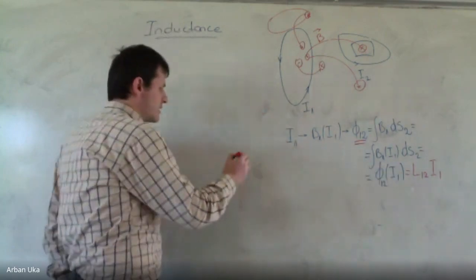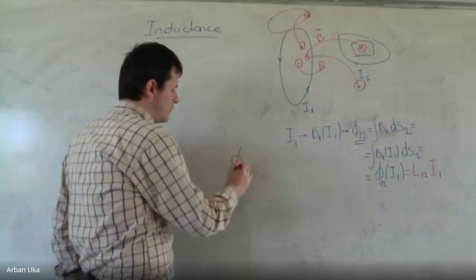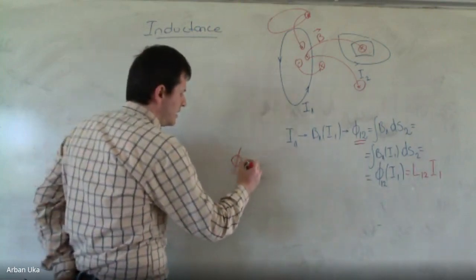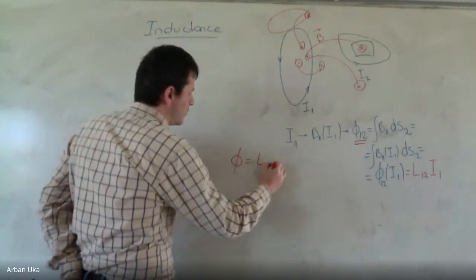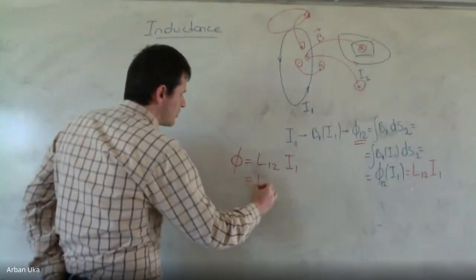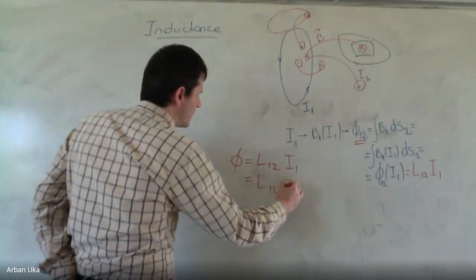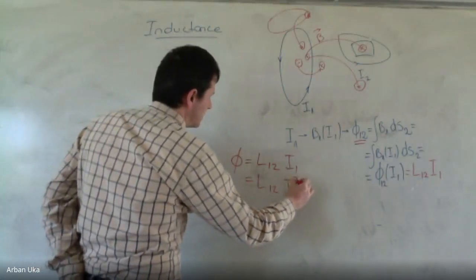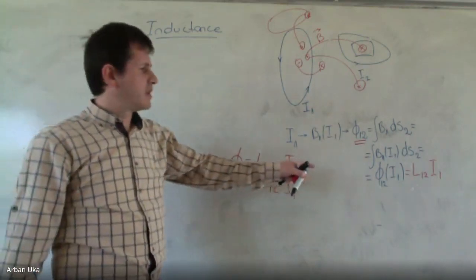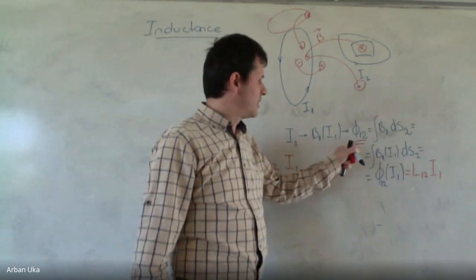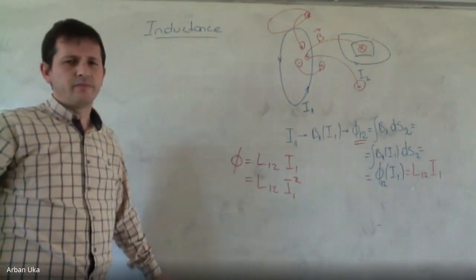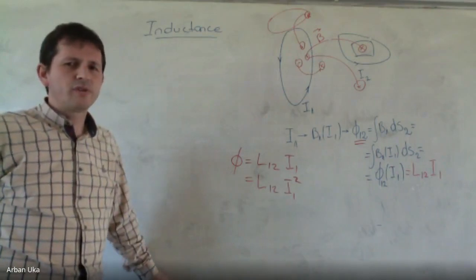And the question I'm asking is this. We somehow, constructing a few arguments, said that this flux, in the end, can be written as L12 times I1. Could this be also like this, L12 times I1 squared? So I'm assuming that we have a linear relationship between this flux and this current. Is this always true? Do you have any comment on this?